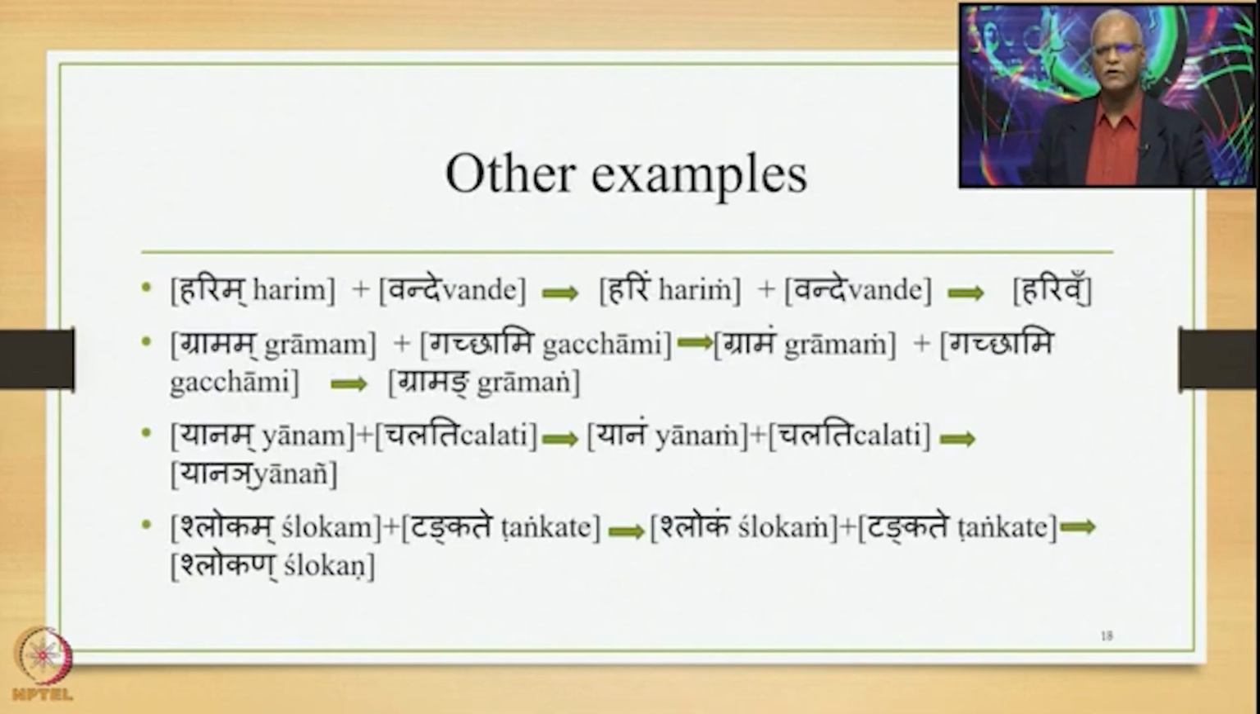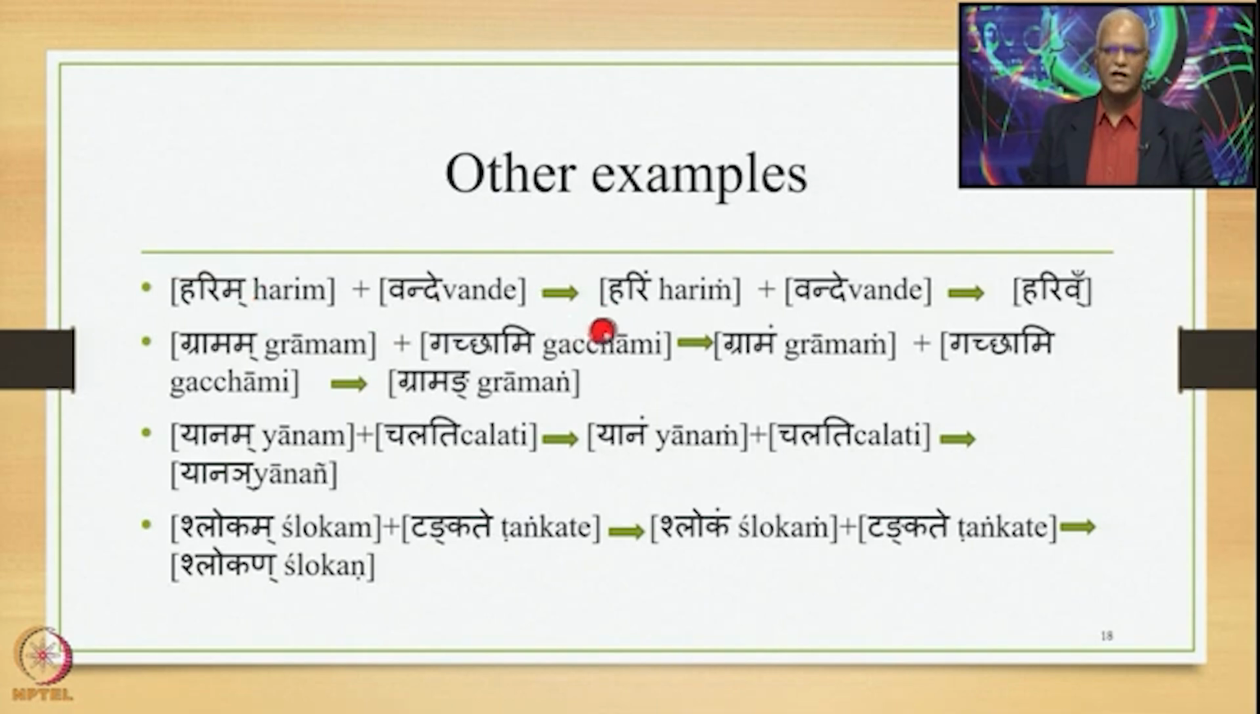The examples that we looked at just now contained ma coming at the end of a pada, which was always a preverb. Here are some other examples where ma comes at the end of a subanta and it becomes an anuswara. So we have harim and vande, where ma comes at the end of this subanta followed by a hal.